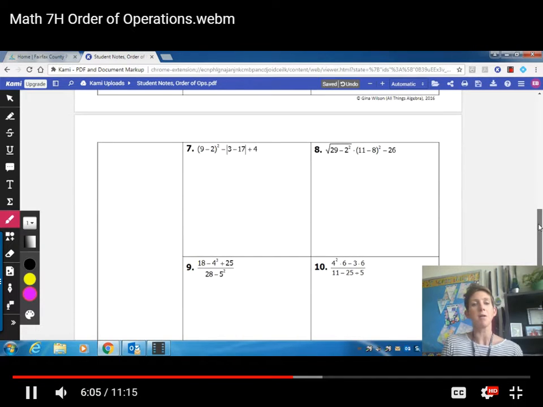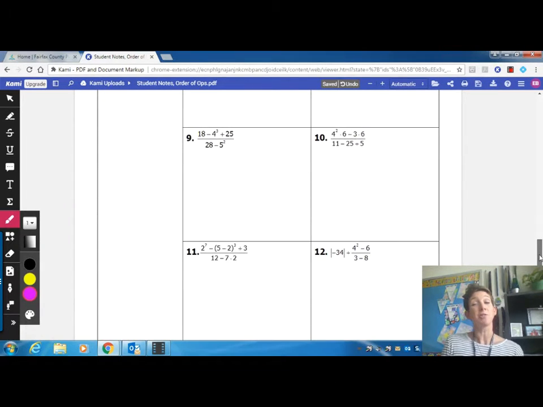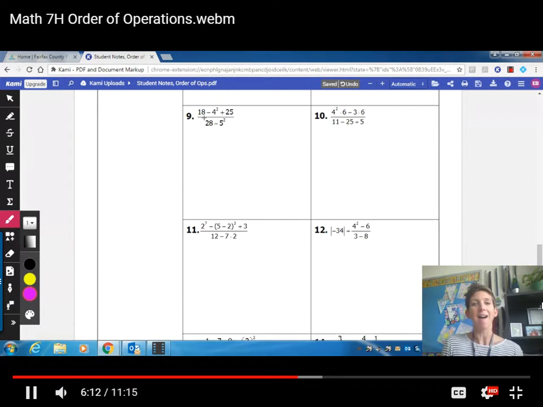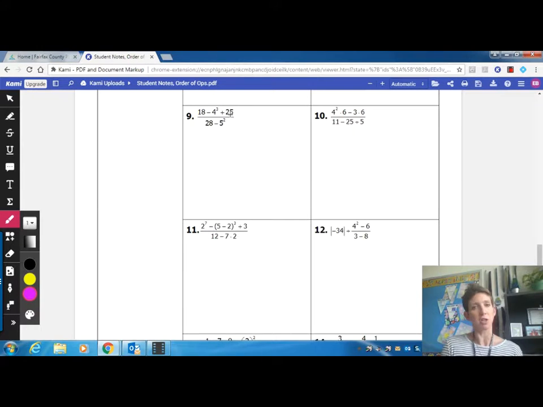Look at number 9. Actually, 9 and 11. Both of those, and 10, have fractions. There's a fraction bar here. Remember, a fraction bar means division.